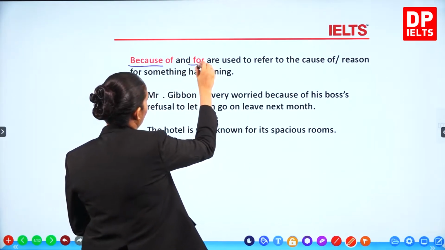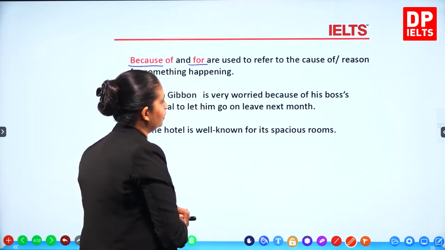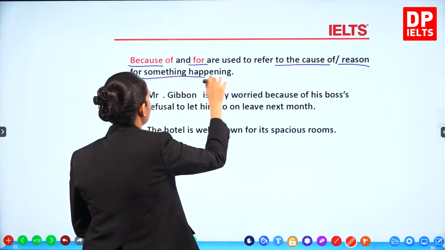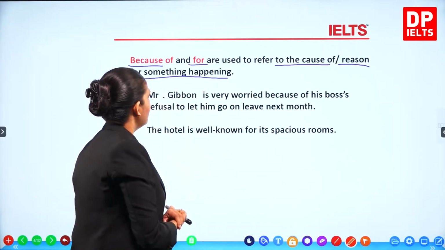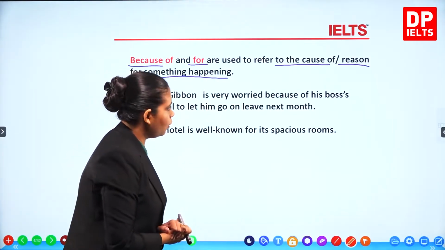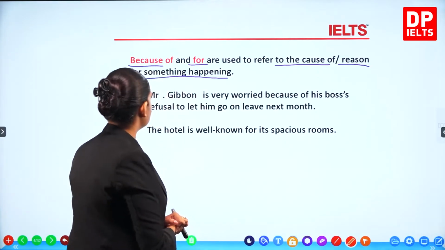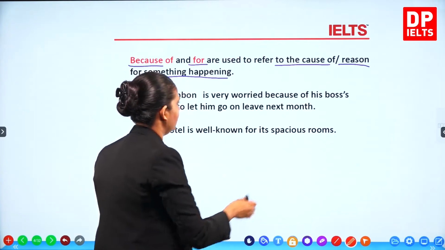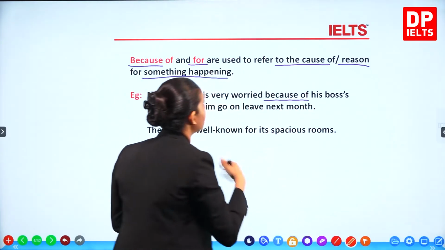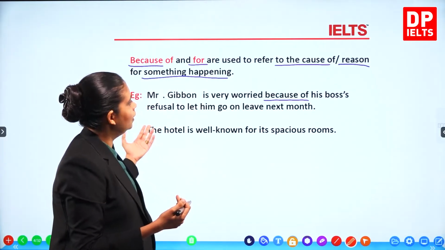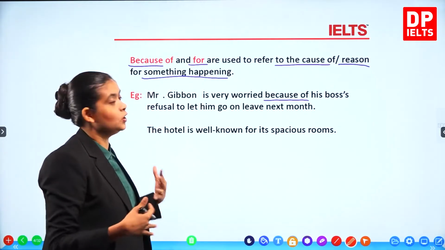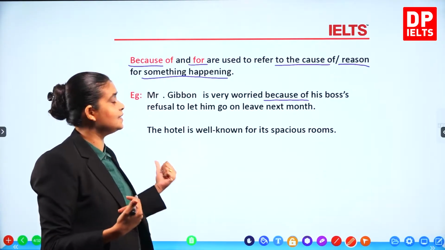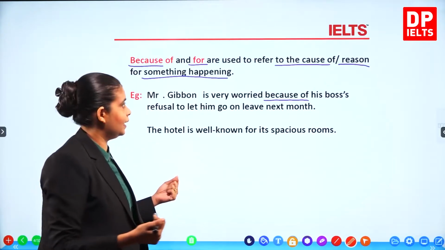Because of and for are used to refer to the cause of or the reason for something happening. Mr. Gibbon is very worried because of his boss's refusal to let him go on leave next month. Now, he is very worried because of what? What is the reason? That his boss will not let him go on holiday next month. So he's worried about that and that is the reason. Why is he worried? Because of that.